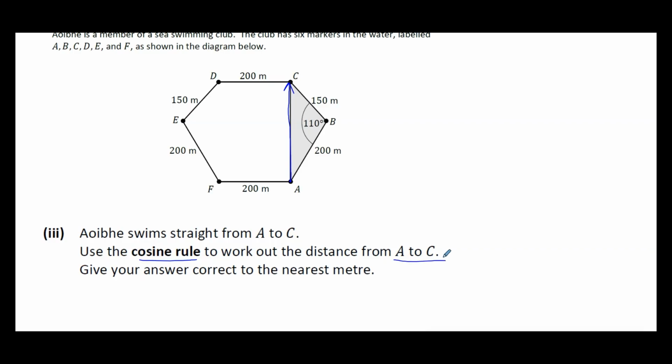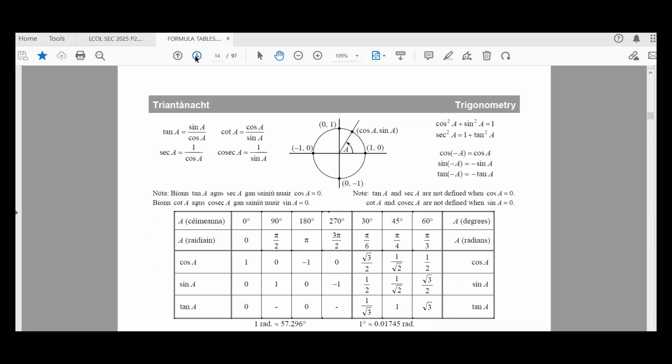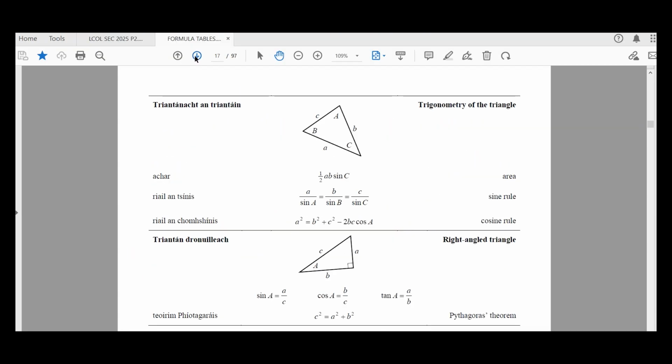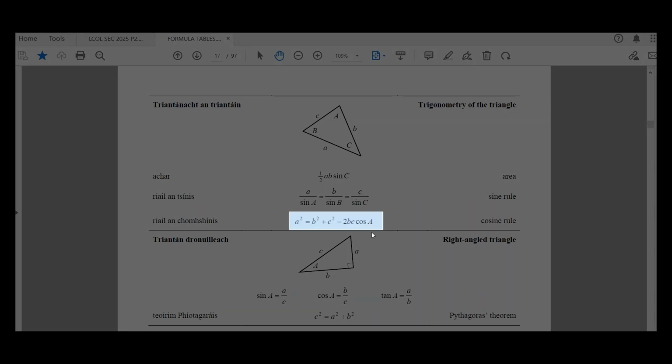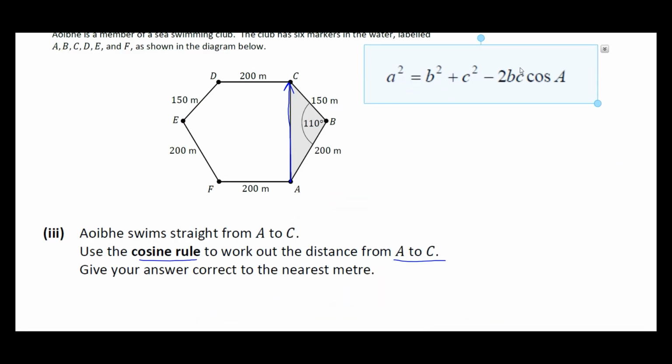So how do we do that? Well, we go to the table, page 16 in our table. That's where we have all those formulas associated with triangles. And then we find our cosine rule and we write down that formula. Now, when we are using any formula, we need to know what those letters represent in the formula so that we know how to apply that in our own question.